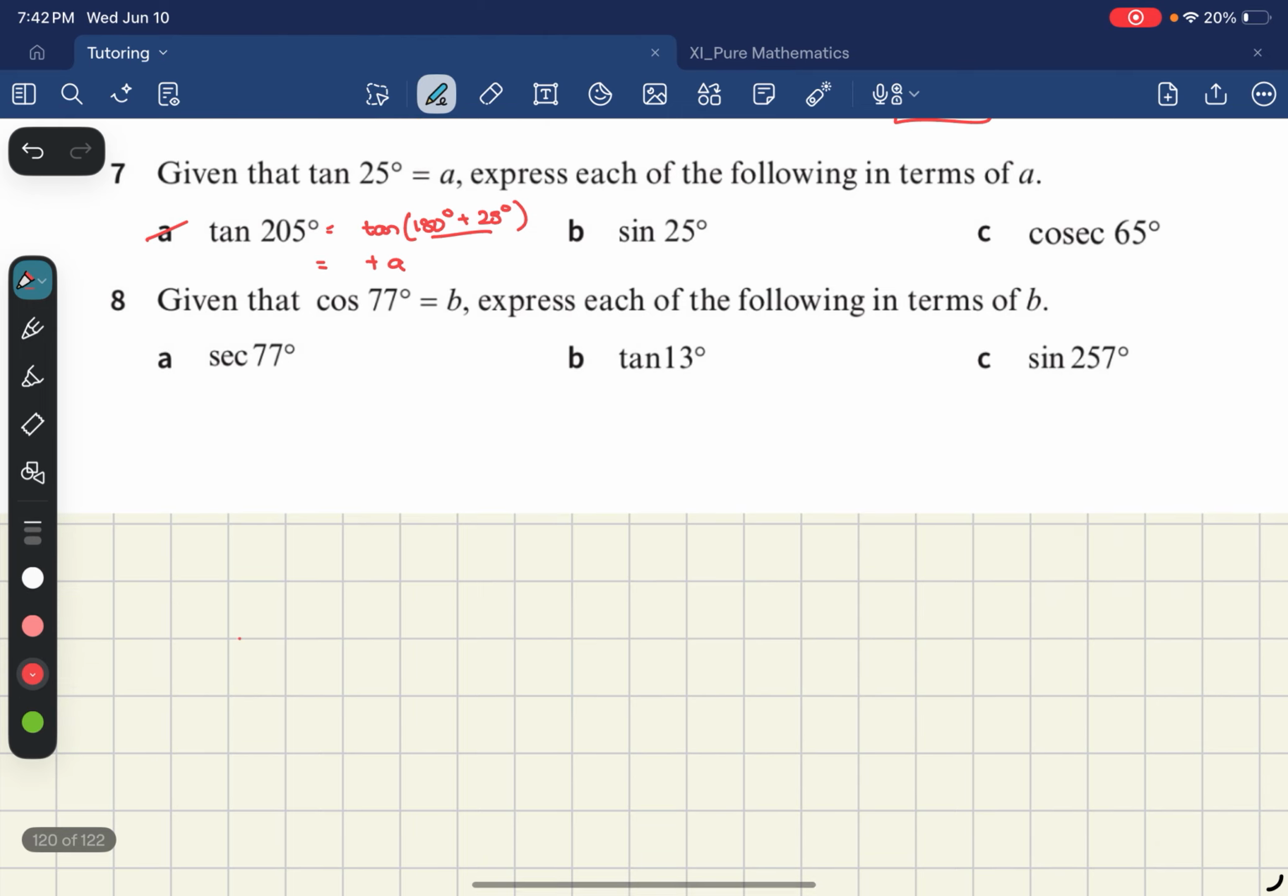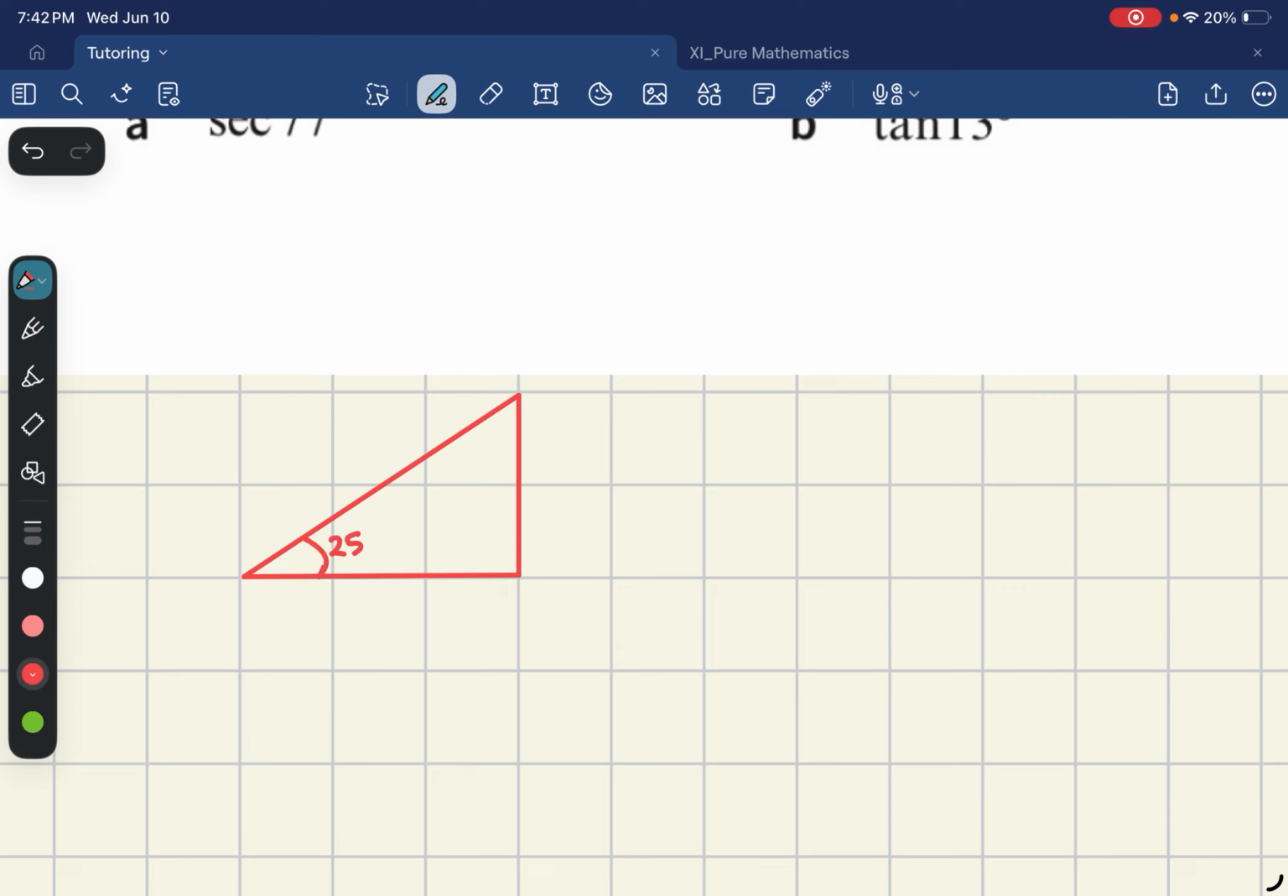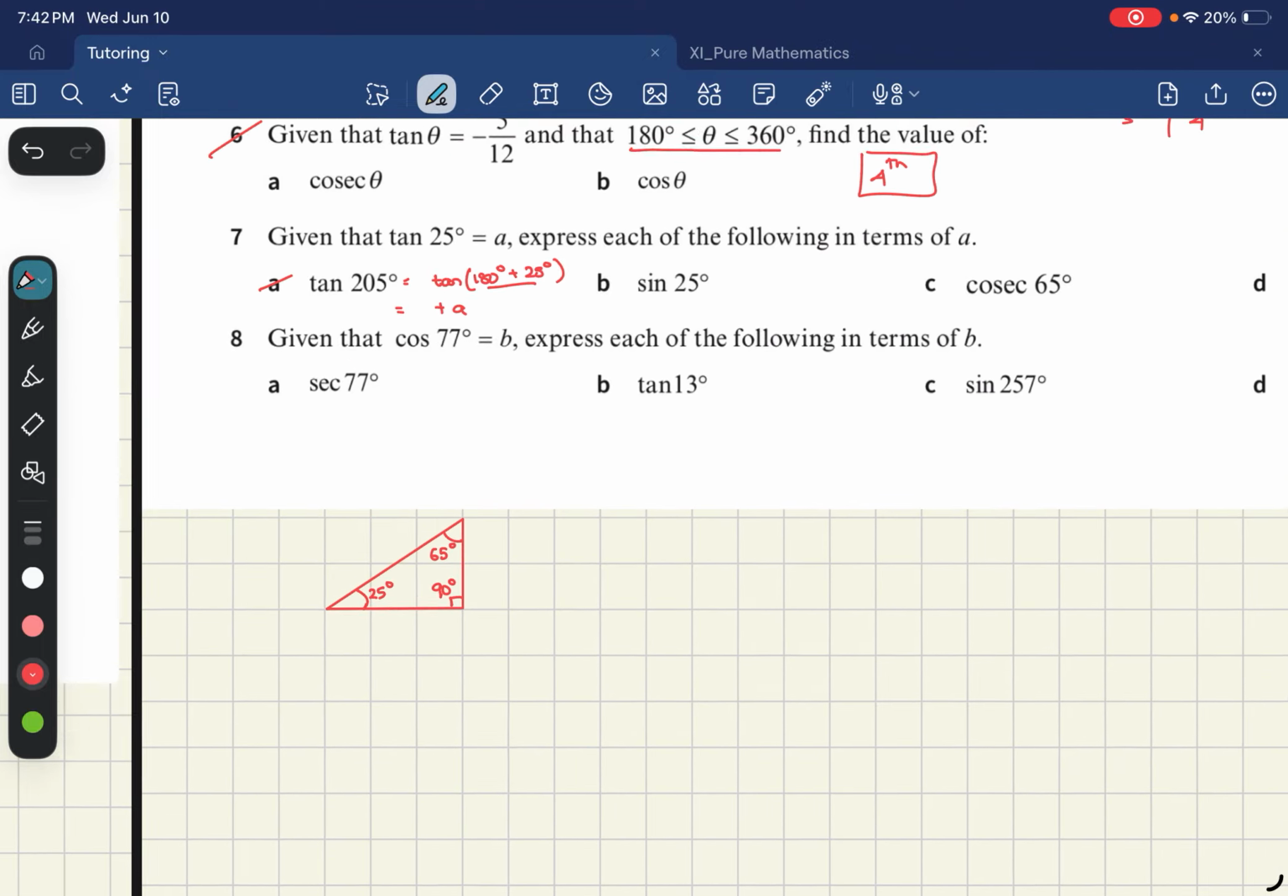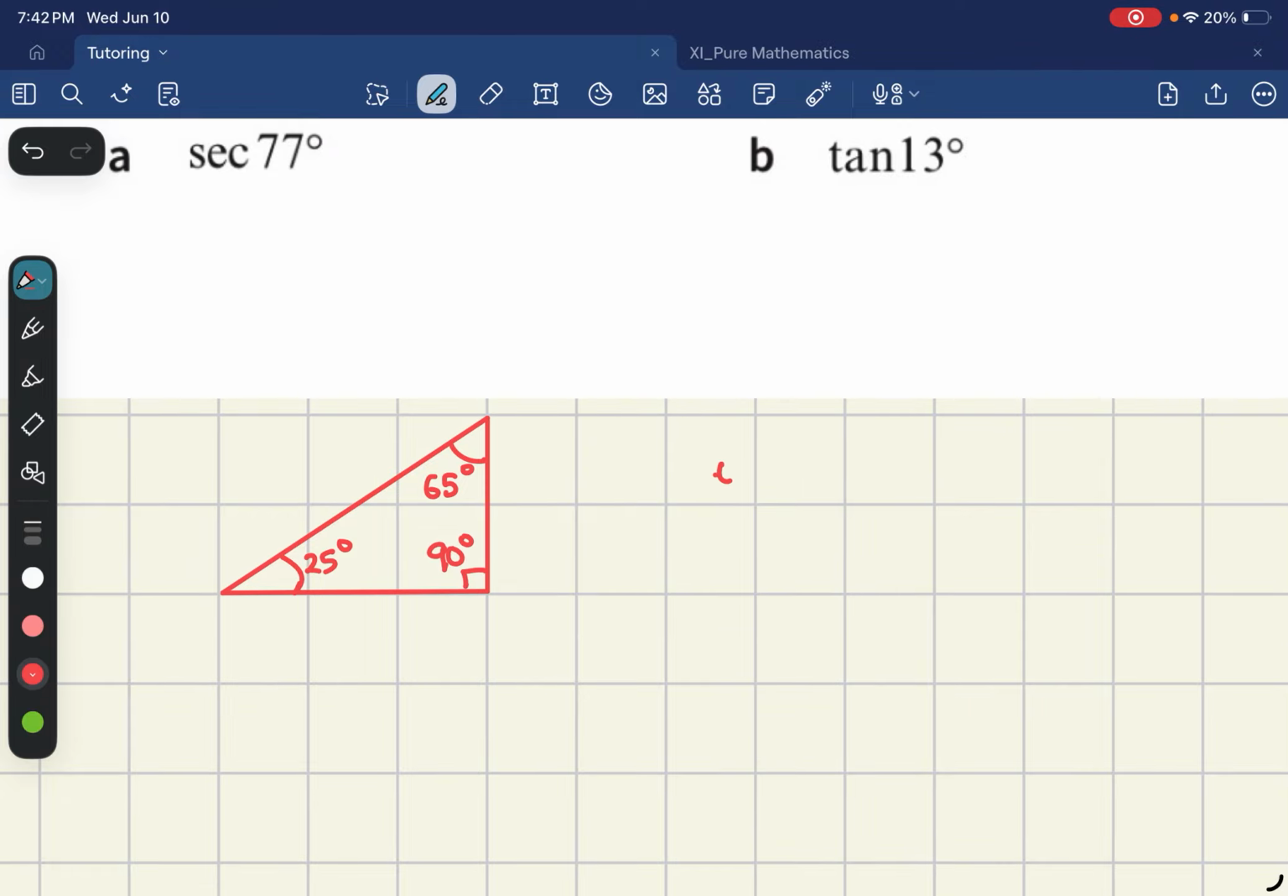All right, so how do you find sine 25? 25 is an acute angle, in the first quadrant, so all trig ratios are positive. Let's say this is 25 degrees and this is 90 degrees. What is this angle? Because 90 plus 25 plus this angle must equal 180, this angle is 65 degrees. And tan 25 is A. I can write A as A over 1, and this is opposite over adjacent. So opposite is A, adjacent is 1.